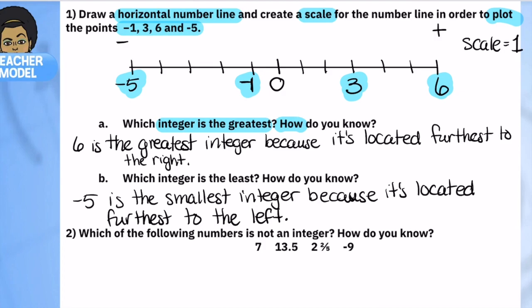Awesome. So let's look at the bottom part. We want to identify which of these numbers is not an integer. Remember, our integers are all the whole numbers, positive and negative and 0. So which of these are not whole numbers? That's what we're looking for, not whole numbers. And we see two of them. We have 13 and 5/10, and 2 and 2/5.